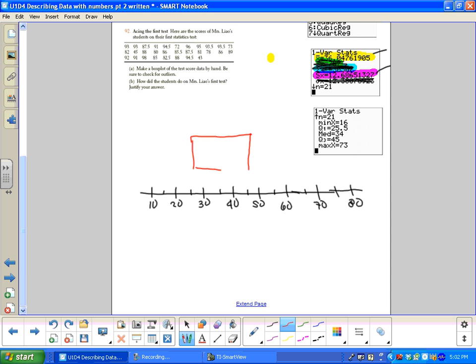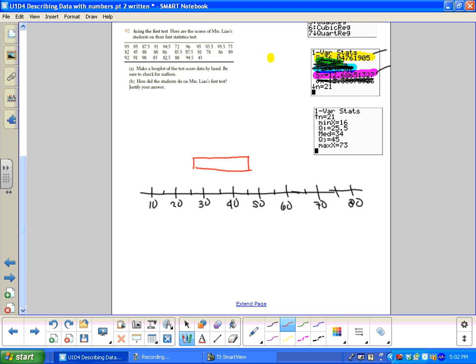The vertical height of the box means absolutely nothing. So I could make a box this tall, or I could make a box this tall, and they mean the exact same thing. I don't care how tall your box is. There is no y-axis on a box plot. We're just looking at one variable data.